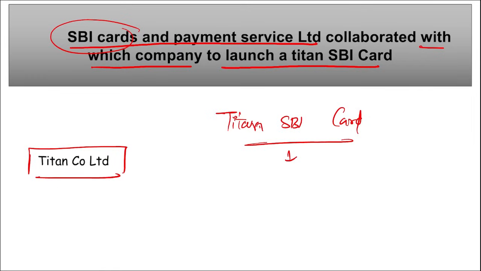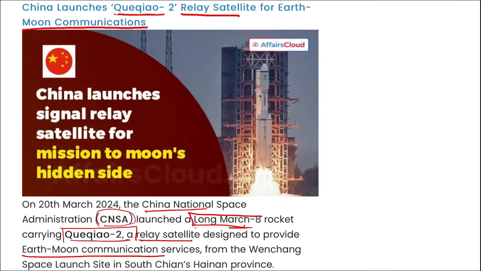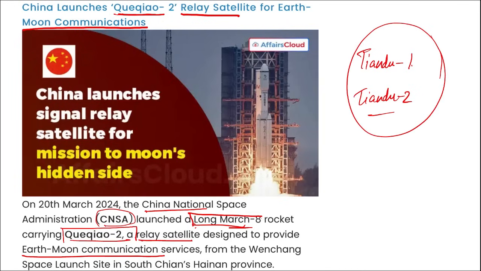Next, apart from this, remember, the rocket also carried Tiandu 1 and Tiandu 2. These are two miniature satellites to conduct tests for the construction of a constellation of data relay and navigation satellites. These two miniature satellites were also launched along with Queqiao 2, that is a relay satellite.